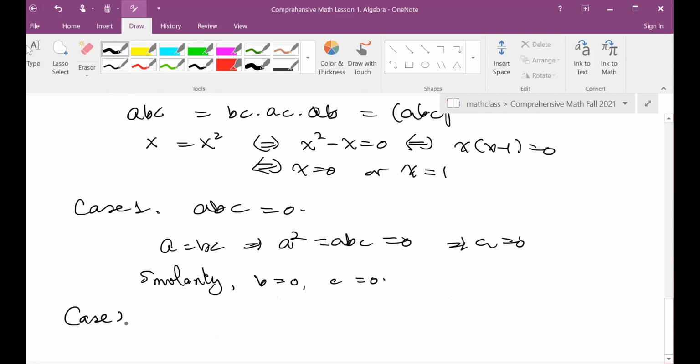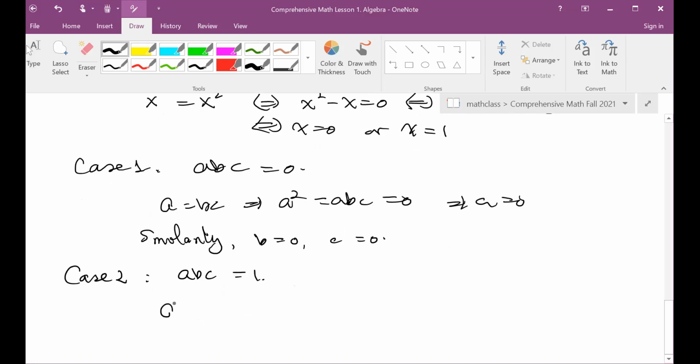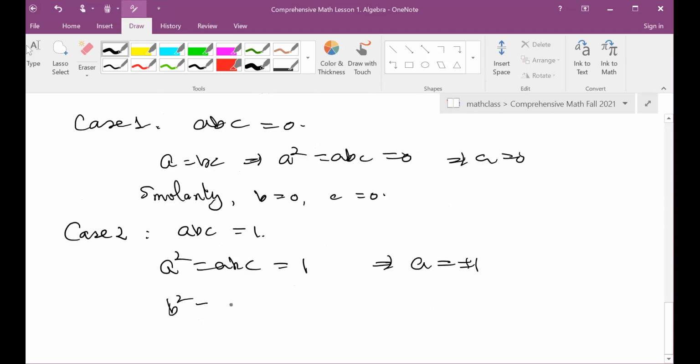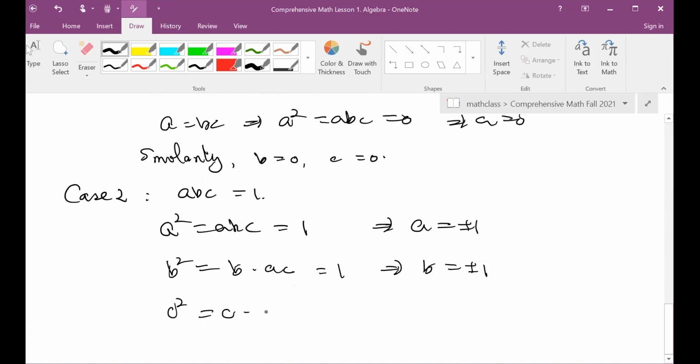So case 2, ABC is going to be 1. If ABC is 1, then by a similar argument, A equals BC. So A squared equals ABC, which is 1. So A squared is 1, that implies A is plus or minus 1. There are not many other choices here. Similarly, B squared equals B times AC, which is ABC, which is 1. So that implies B is plus or minus 1. And C squared equals C times AB, which is ABC, which is 1. So that implies C equals plus or minus 1.